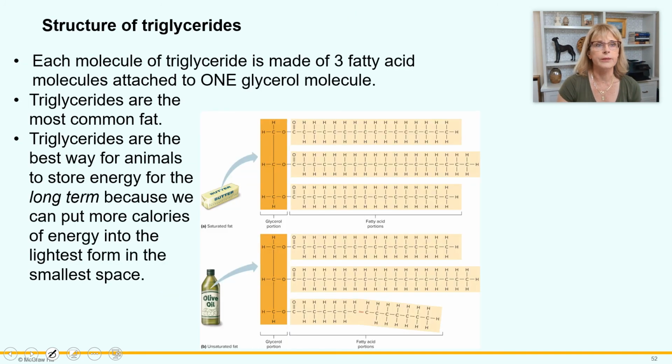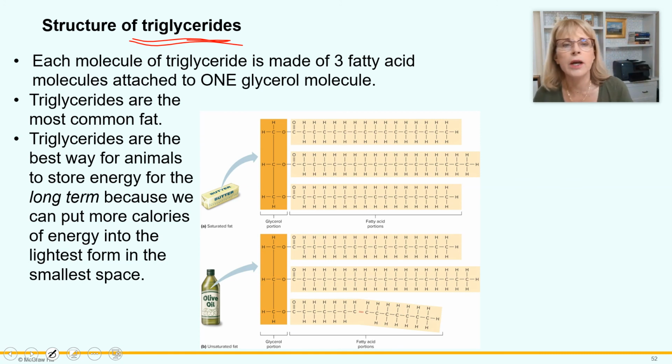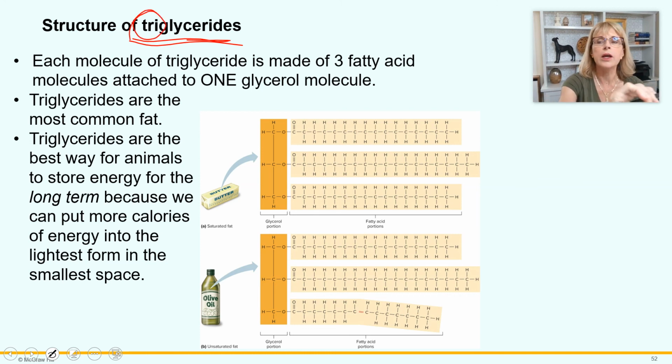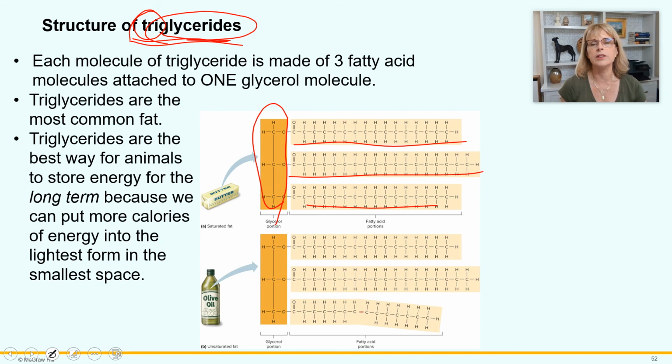Now, one more thing before we go. The structure of triglycerides. I told you that triglycerides are the most abundant of the fats found in our diet or in our body. And they're called triglycerides because it's three fatty acids attached to a glycerol. So here's the glycerol part, and 1, 2, 3 fatty acids: a triglyceride.